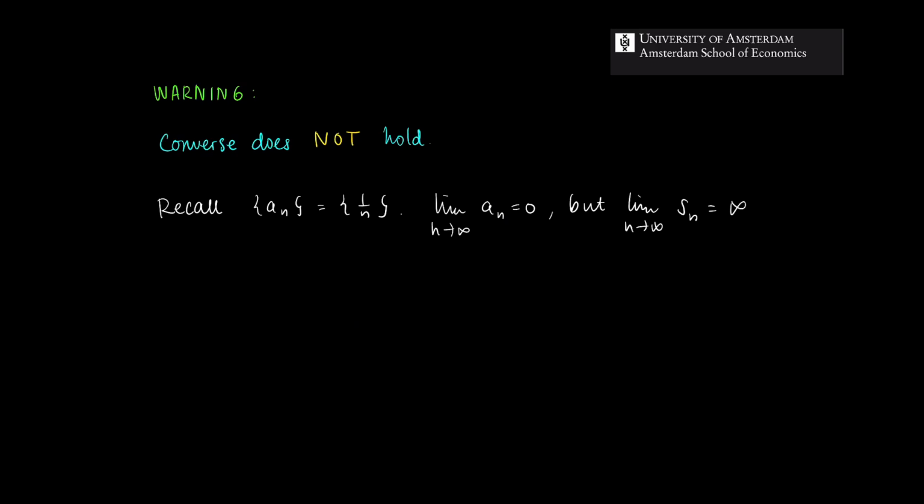Okay, so this is a very easy property, but there's a general warning that the converse to the theorem does not hold, right? So it's not an if and only if. Recall that here we have the sequence 1 over n, which has limit 0, right? But we've just seen in the last video that the limit of the partial sums is infinity, right? So we cannot say that a series is converging if and only if the underlying sequence has limit 0.